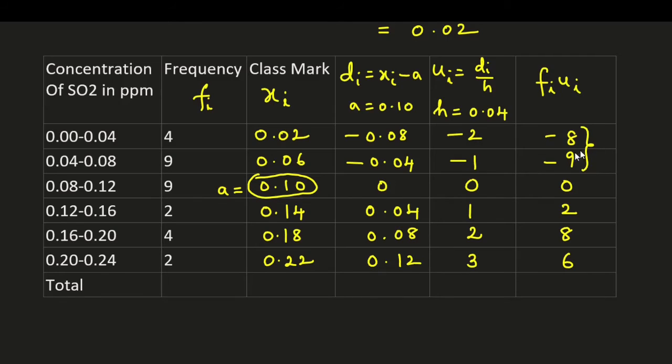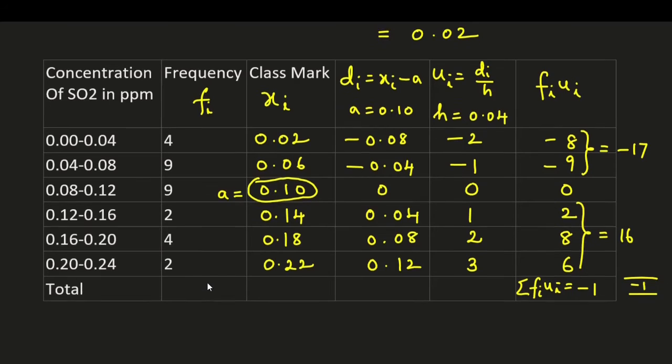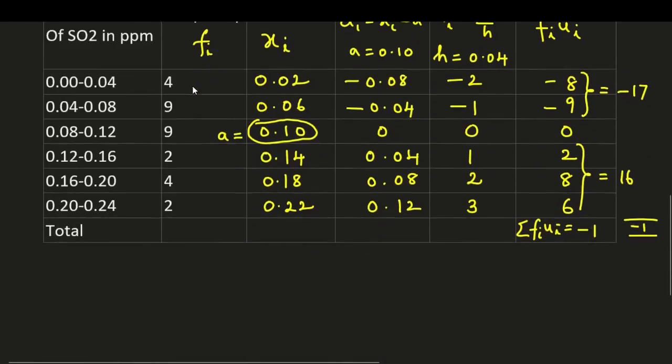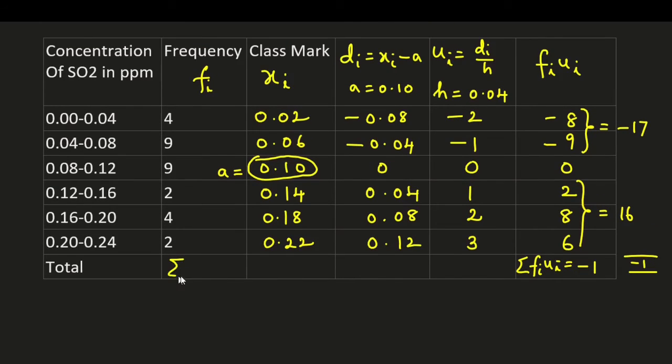Here the sum of negative values is minus 17. Sum of positive values is 10 plus 6, 16. So here we get minus 1. Sum of Fi ui is minus 1. Here sum of frequencies is already given in the question. There are 30 localities. Sum of frequencies, sigma Fi, is equal to 30.